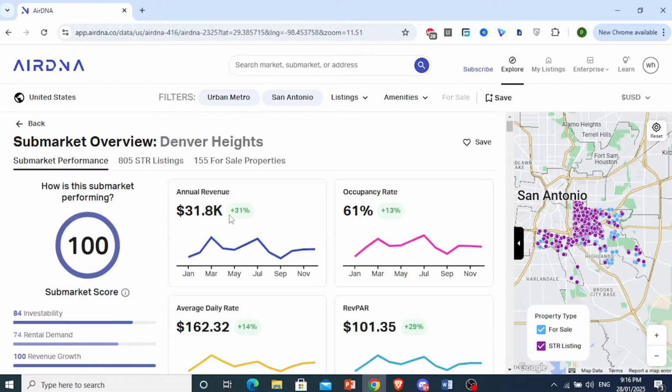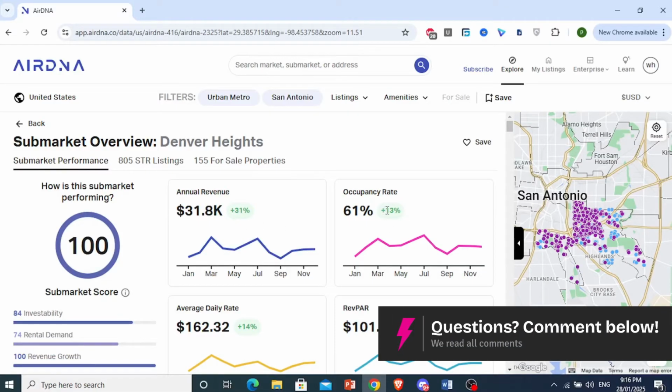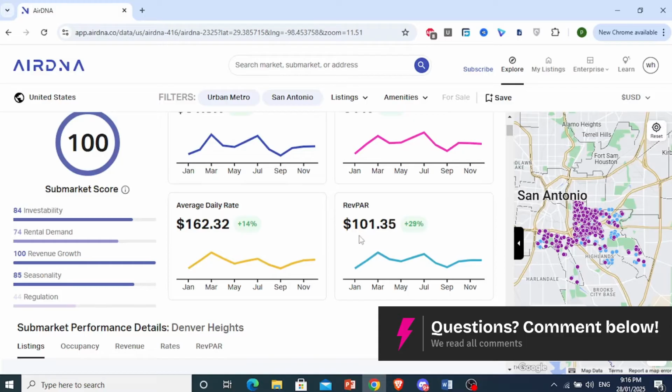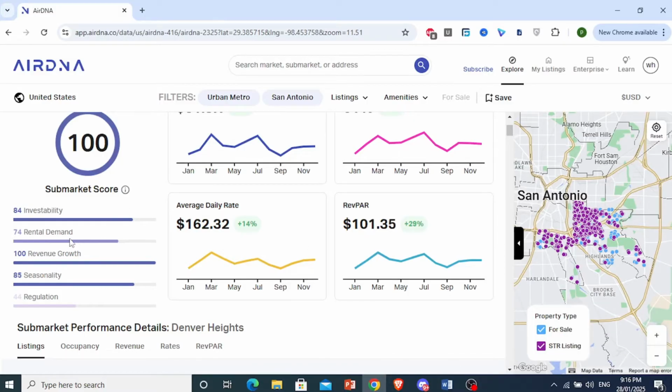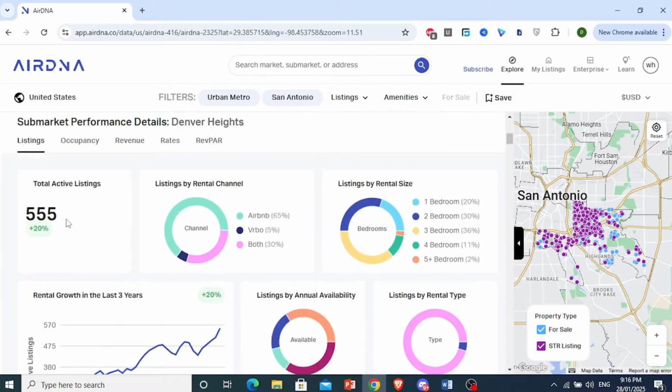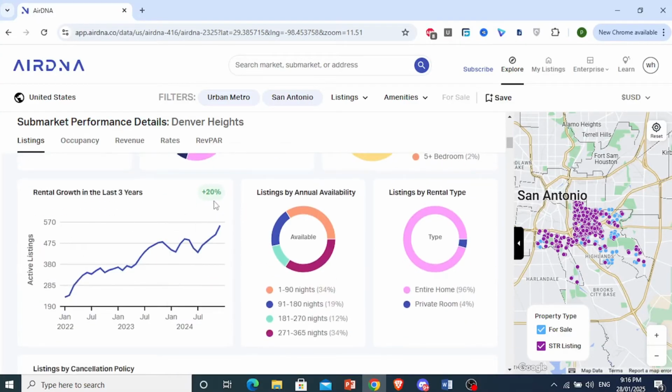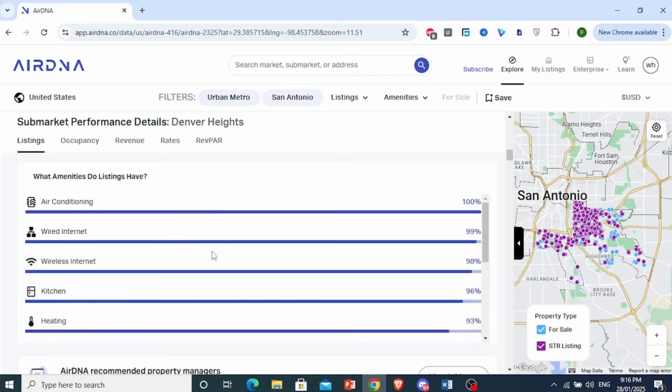Okay. Now, if I come here, let's see their annual revenue. It has increased by over 31%. Occupancy rate has been increasing. Average daily rate has also been increasing. RevPAR also increasing. A lot of things have been increasing in this market. As you can see, the number of total active listings has also increased by over 20%. That is a lot. Rental growth has increased here, as you can see.